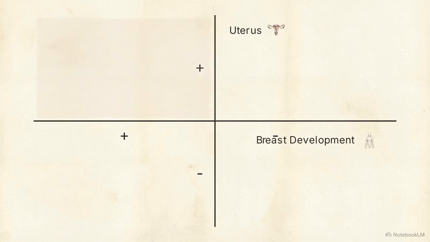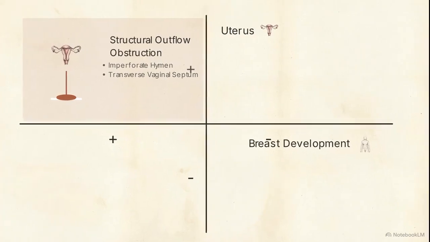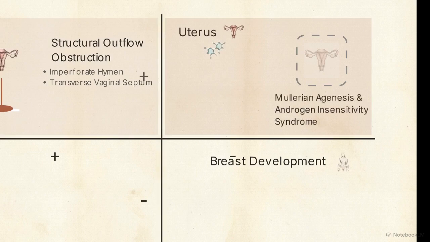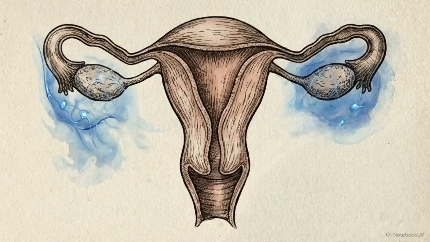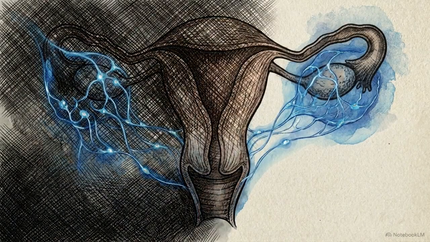In the top left positive quadrant, both anatomy and hormones are present. This points directly to structural outflow obstructions, such as an imperforate hymen or a transverse vaginal septum. The system is working, but the blood is physically blocked. In the top right positive quadrant, the patient produces hormones but lacks Müllerian structures. This requires a differential diagnosis between Müllerian agenesis and androgen insensitivity syndrome. Observing these two physical traits instantly isolates whether the core problem is a structural plumbing issue or a chemical software defect.